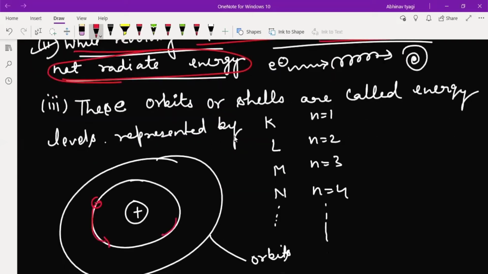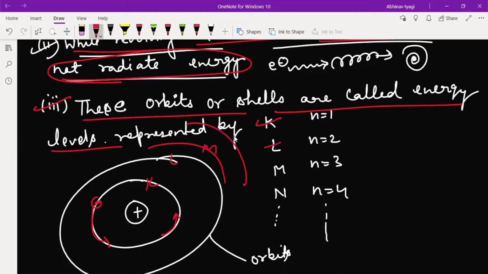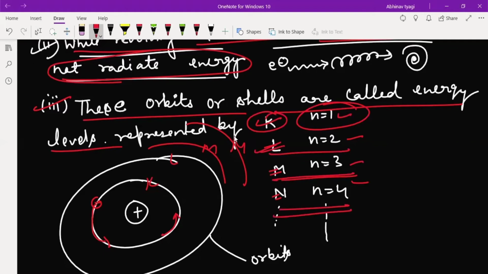Number 3, these orbits or shells are called the energy levels, which are represented by K shell, L shell, M shell or N shell, and these are represented by n, that is n equals 1 stands for K shell, n equals 2 for L shell, n equals 3 for M shell, and n equals 4 for N shell, and so on.